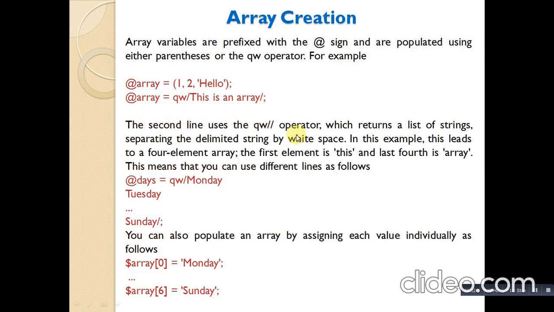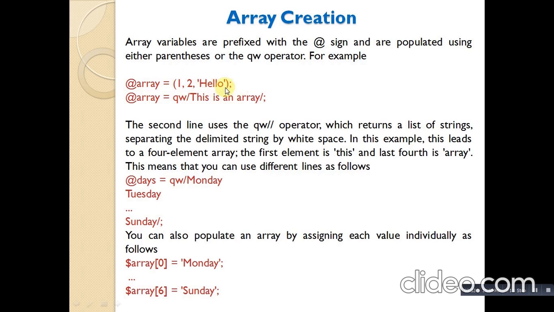Now, creation of the array, or how to create the array. As I said in the previous slide, with the @ sign you can create the array in the Perl language, because array variables are prefixed with the @ sign and populated using either parentheses or the qw operator. Both the examples I have illustrated in this slide. The first line is 1, 2, hello. Hello is the string, and 1 and 2 are the numeric values. All these three values are enclosed in parentheses. So this is the first method.